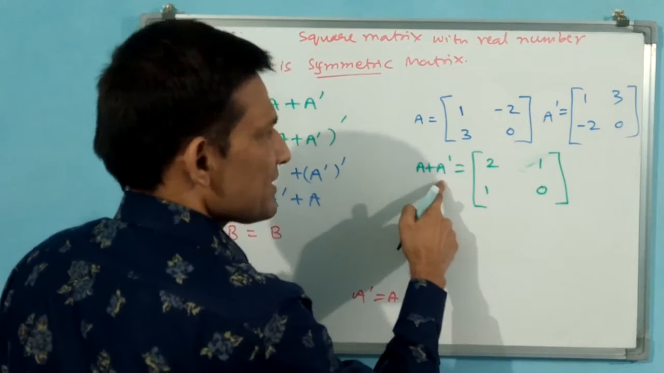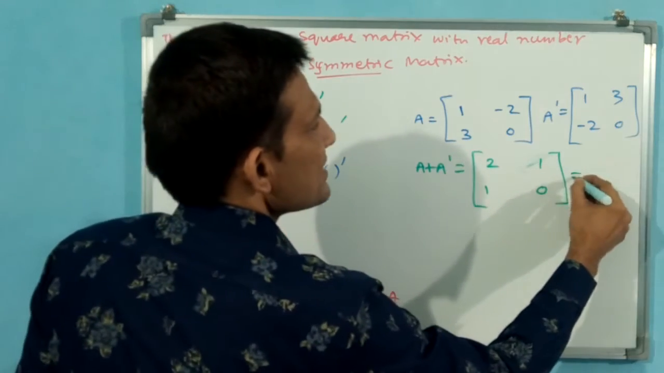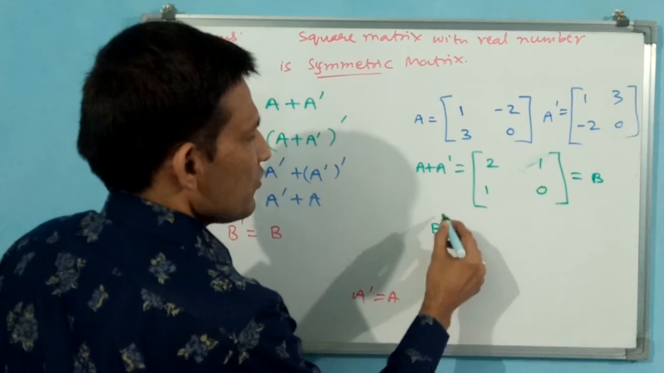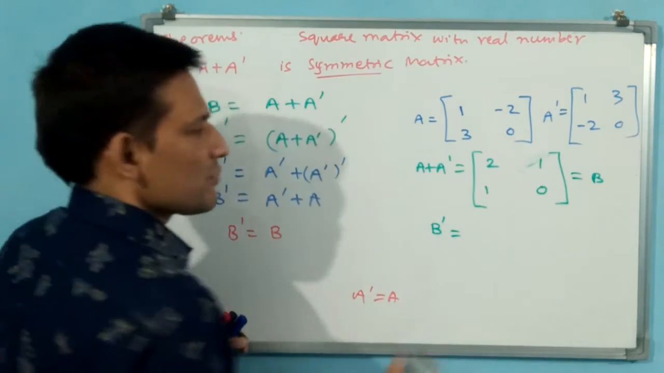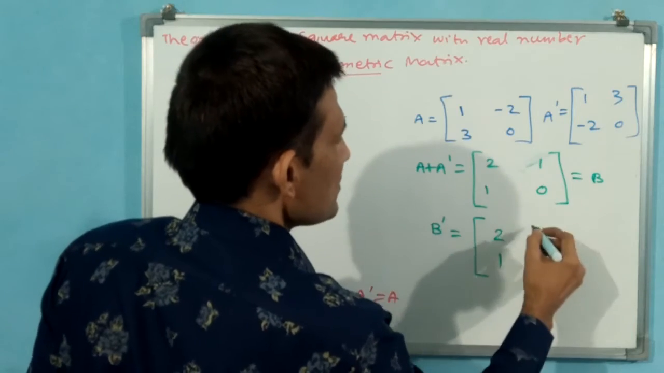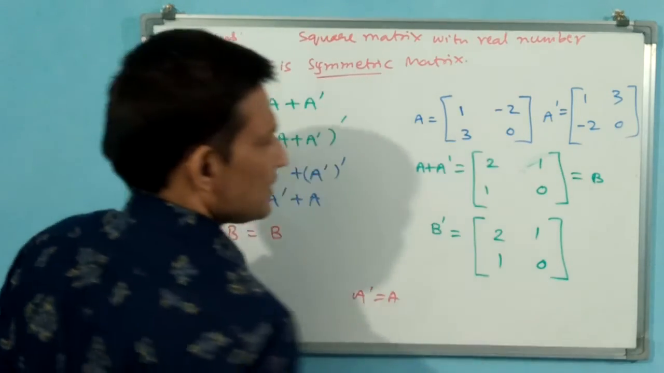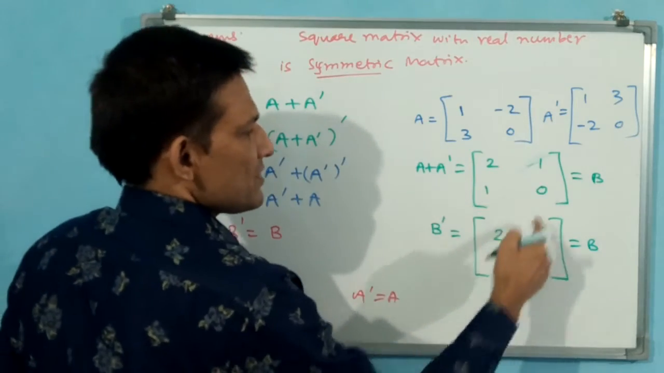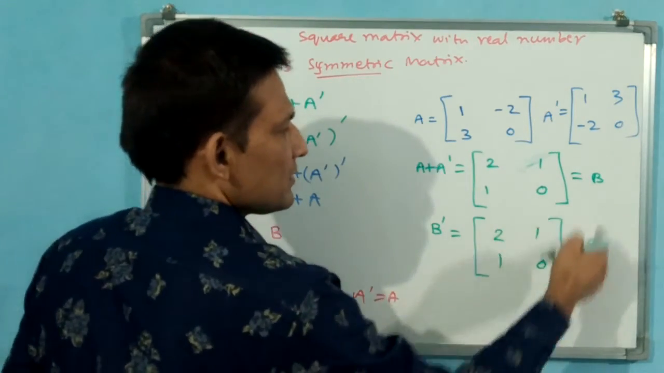Now A plus A dash, you can take this as B temporarily. Now you make B dash, B transpose. Transpose is 2 1 2 1 1 0 1 0. Is it B again? You see 2 1 1 0 2 1 1 0.